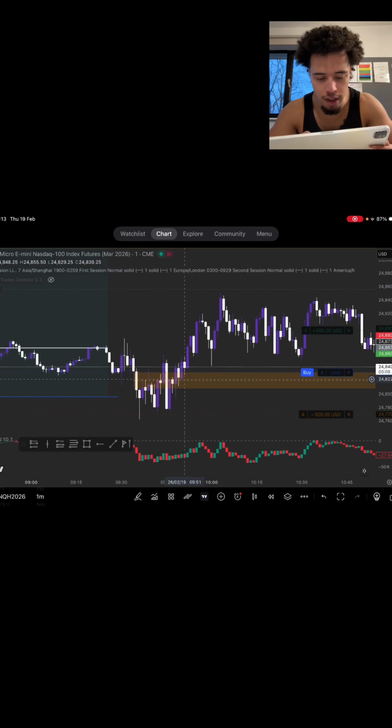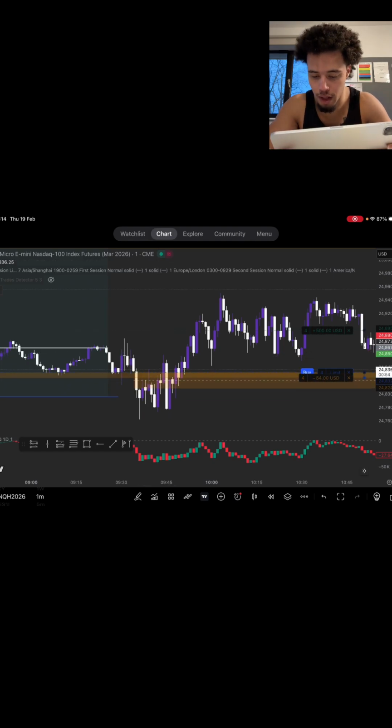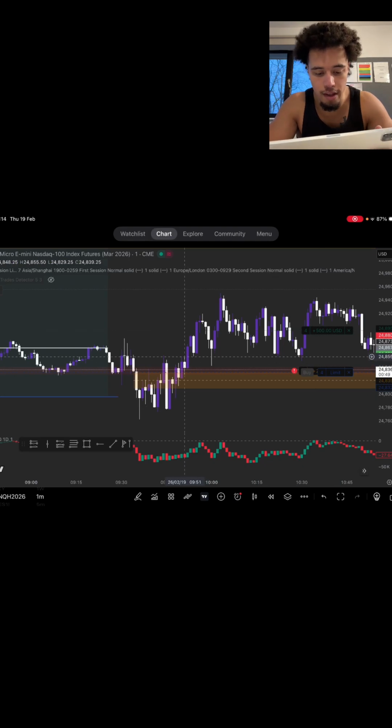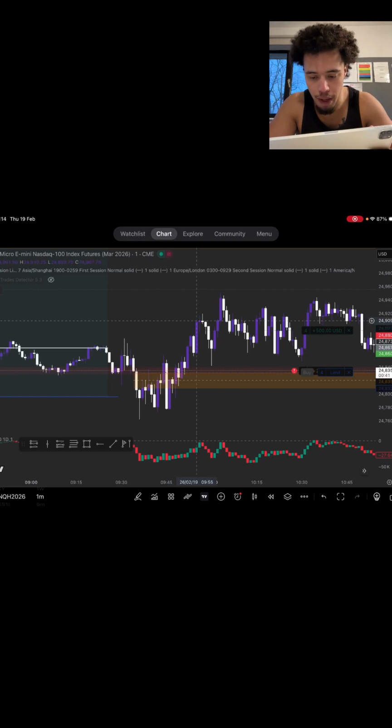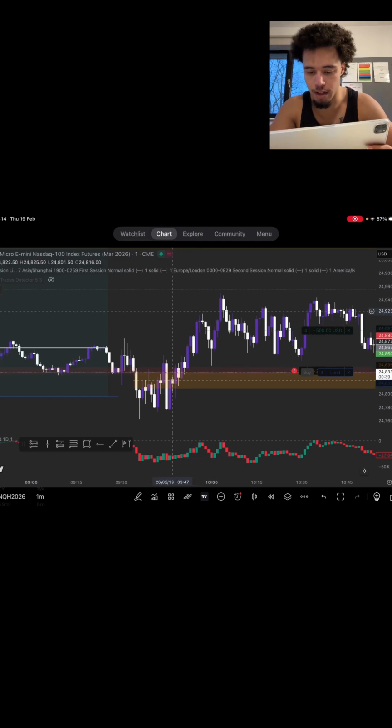We close back outside. Bodies are respecting the consequent encroachment. Another close outside with a break of this sort of high here. One last tap in, a run. We see this candle break this previous structure. So at that point, we would be coming to break even, which is here. It's respected. We then see this fair value gap, which is a very nice sign for us because it's breaking structure and created a gap. And then it's respected for a big push up here. At this point, as I said, we do reach our $500 profit, which is this level just here.